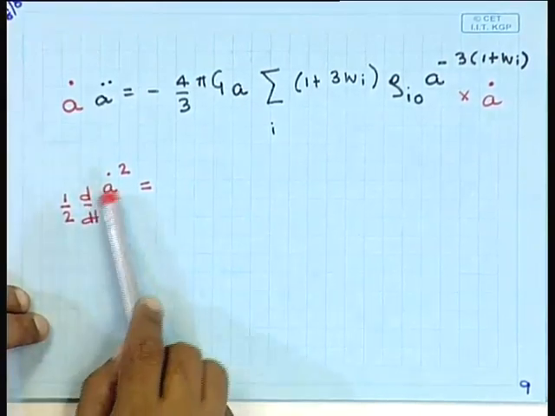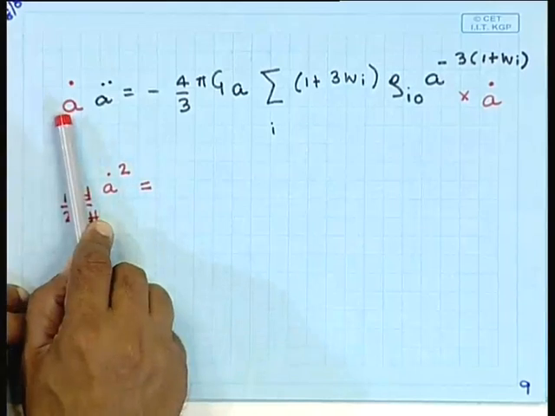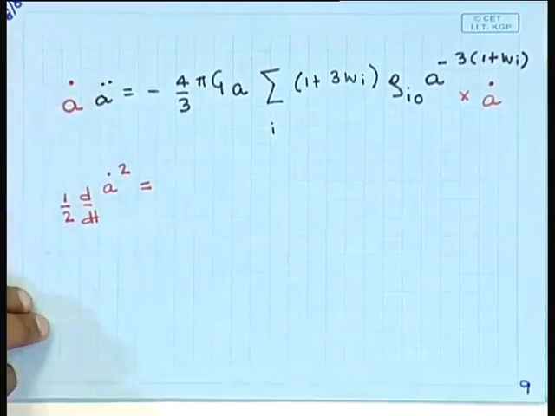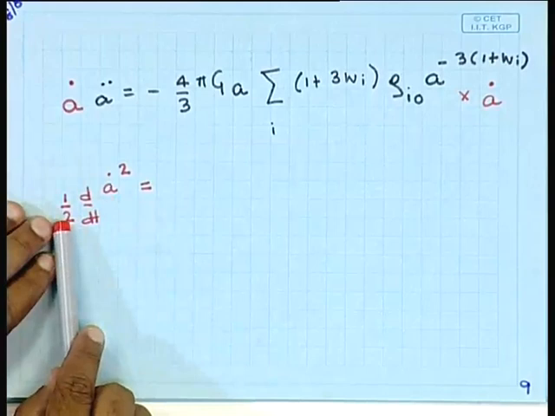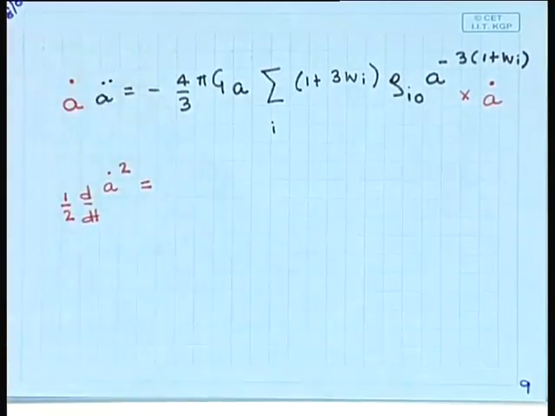You can easily see that if I differentiate a dot square, I get a dot into a double dot into 2, which is cancelled out by this half. So, this term is exactly equal to this.